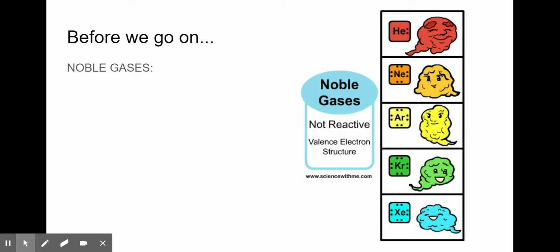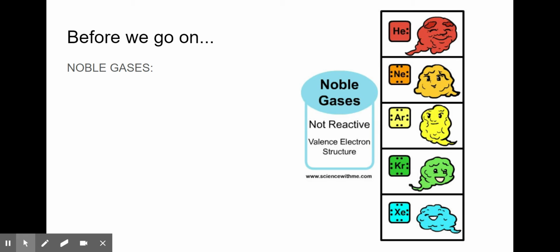Okay, so what is a noble gas? Let's think about these before we get anywhere. A noble gas, we find those in group 18 or 8A of your periodic table. We have helium, neon, argon, krypton, and xenon. Another one you have is also radon, but this is the best picture I found online. Noble gases are not reactive. They have a valence electron structure that is full.